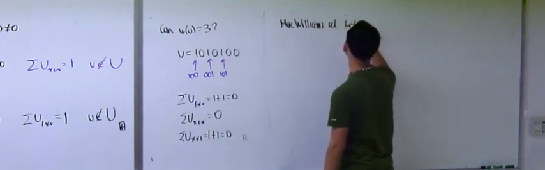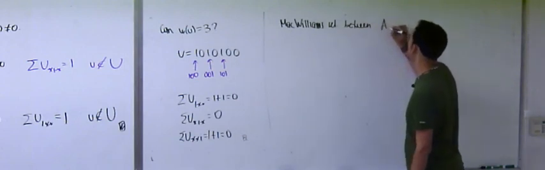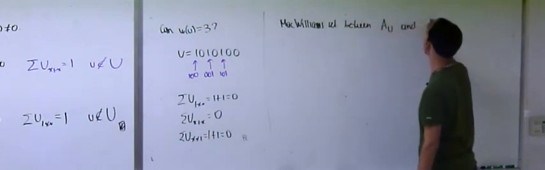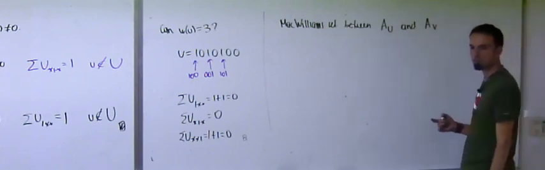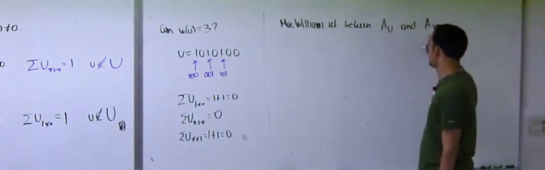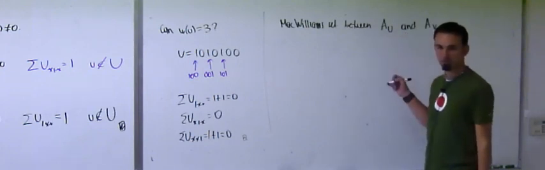Between the weight enumerator of the code and its dual, we saw that there was an equation relating them, which said that if you can find one, you can find the other one. Okay?